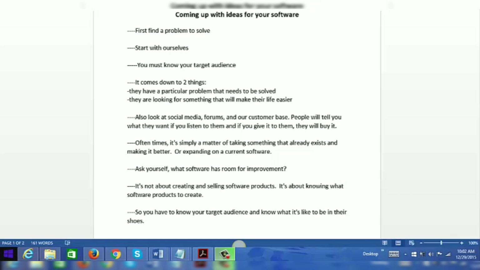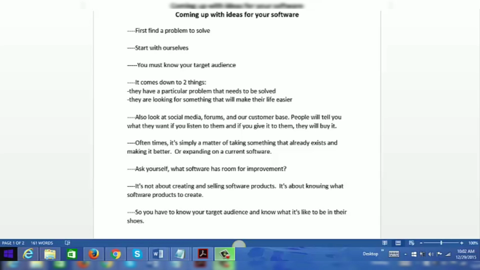Because most of the time, people will tell you what they want, and if you give it to them, they will buy it. And oftentimes it's simply a matter of taking something that already exists and making it better, or expanding on the current software. So you got to ask yourself, what software out there has room for improvement?